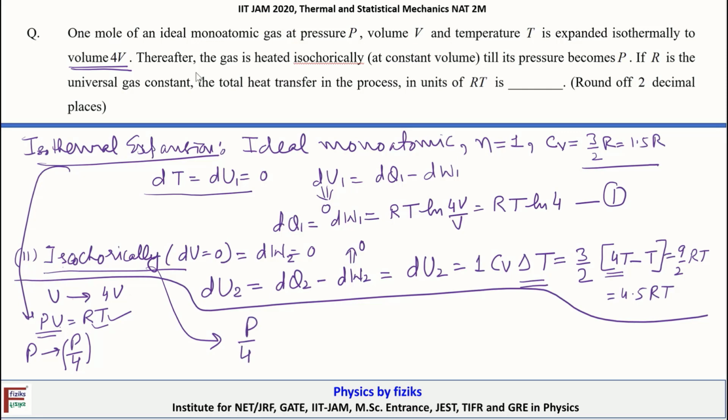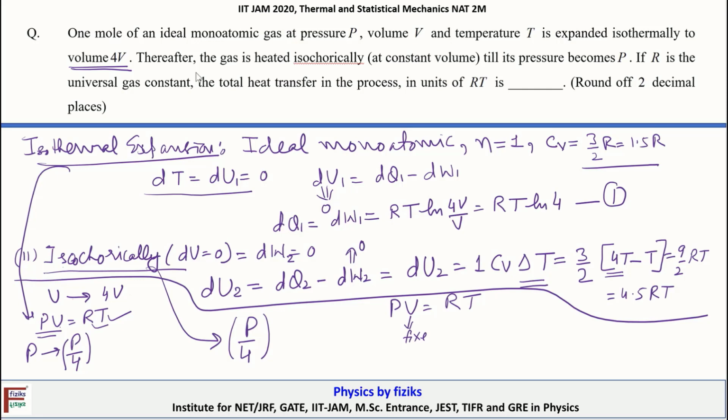Then again with this pressure P/4 in the beginning, because it's an ideal gas, it is again going to satisfy the ideal gas equation further, but now the process is taking place isochorically. So that means PV is equal to RT. Now for this case, the volume is going to be constant, fixed, but the initial pressure is P/4.